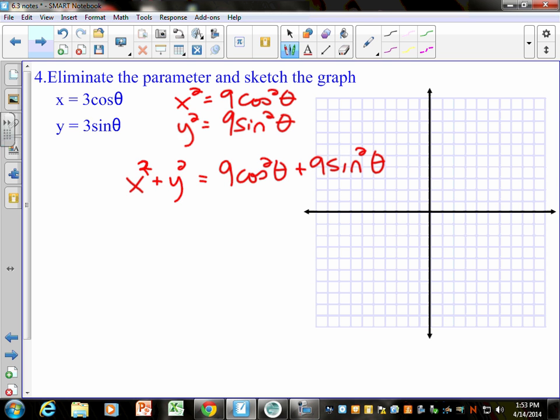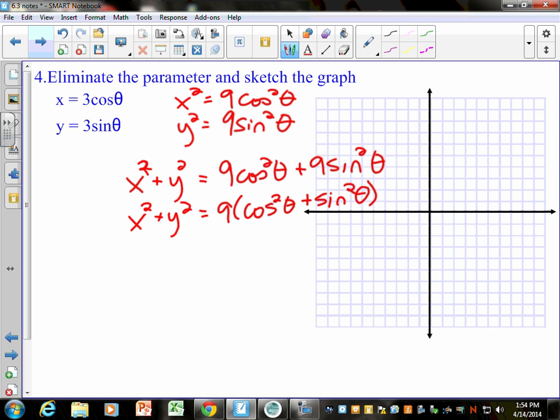Can I do anything to this side right now? If I factor out a 9 from that, what am I left with? There's an example in your book like this, because I remember when I first did this problem, there's one on the homework similar to this.